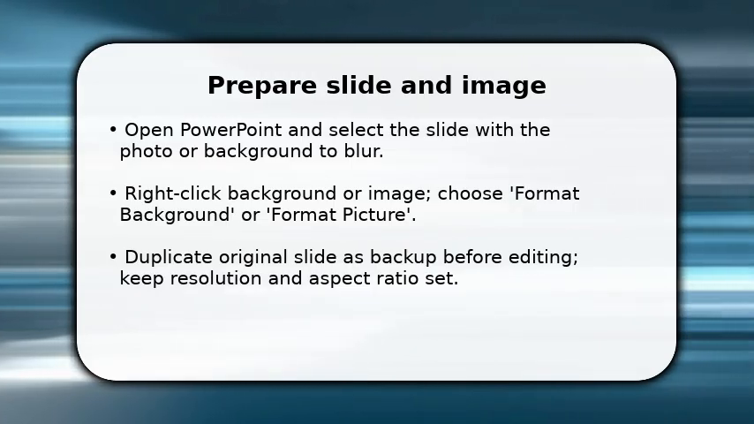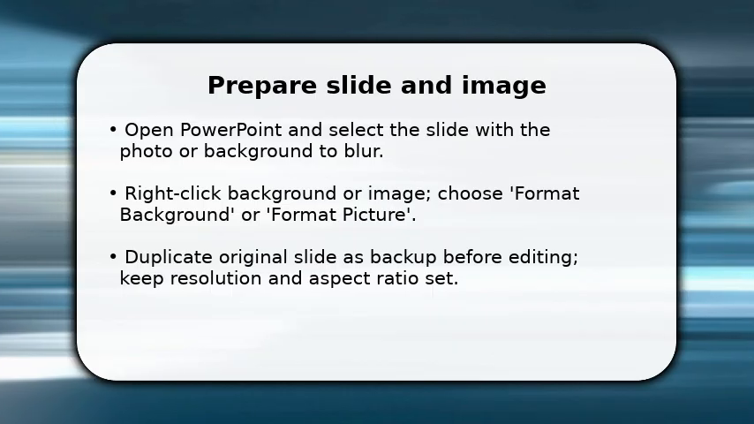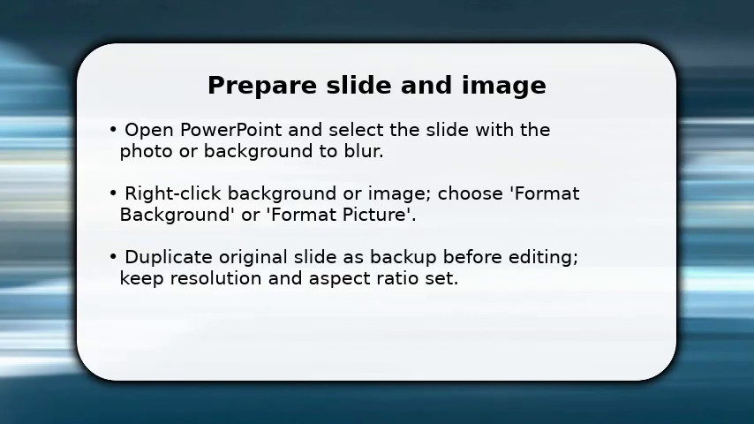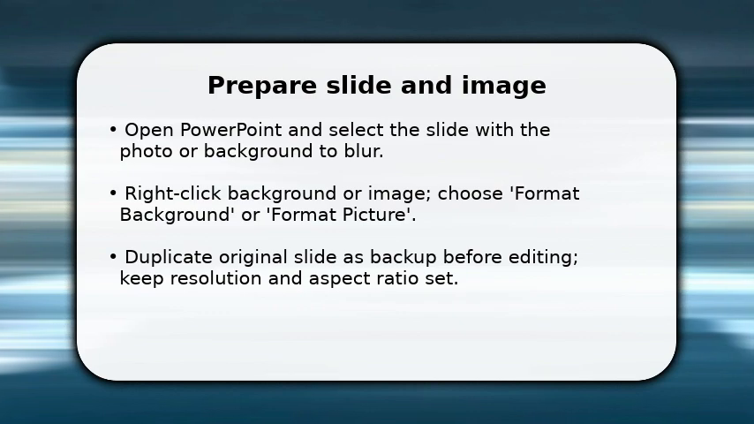Then select the background or image, right-click and open Format Background or Format Picture so you can access picture effects. Make sure the image's aspect ratio is locked and resolution is sufficient. Low resolution will look worse when blurred. Once done, proceed to apply effects on the duplicate to keep the original intact.